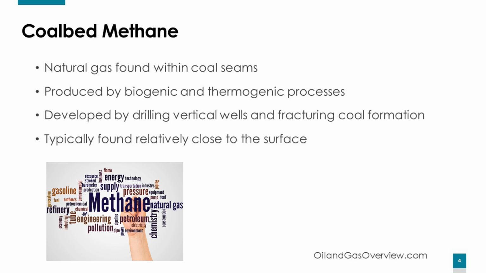And the other is the thermogenic process, and this process involves the thermal degradation of organic matter in the coal seam due to the high temperatures and pressures. As the coal matures, the organic molecules break down, releasing methane and other hydrocarbon gases. Thermogenic methane is typically found in deeper and older coal seams.